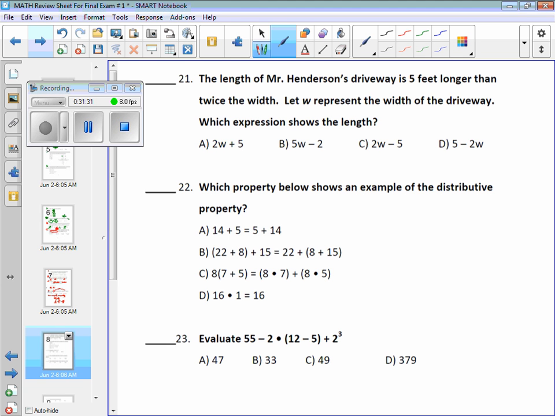All right, 21. 5 feet longer. That's plus 5. And twice the width. And if width is W, that expression, just twice the width, is 2W. And then you got to put it together. 2W plus 5.